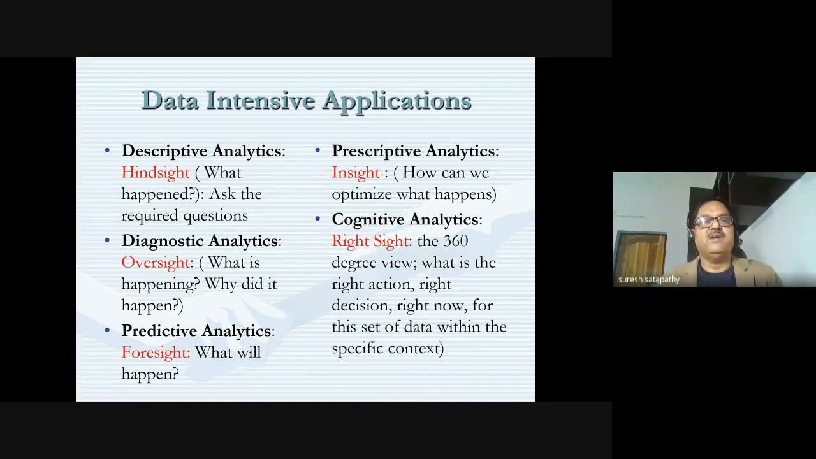We have lost the time, and I know you people must be impatient. But very interesting things are there. I had it in my slides to cover. I'll try. Data intensive applications I was focusing on.